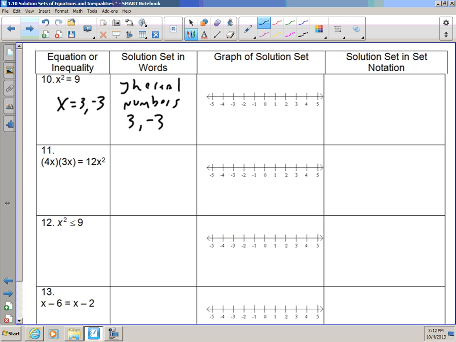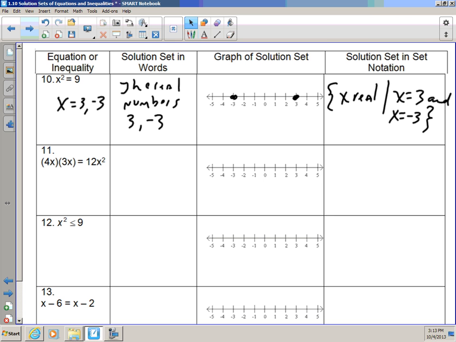Very simple. Circle negative 3, circle 3. And how do I write that in set notation? x is real, x equals 3 and x equals negative 3. Okay? So now I have a finite number of solutions. That's how I would represent it on a number line. Usually not something you use a number line for, but you should be familiar with that.